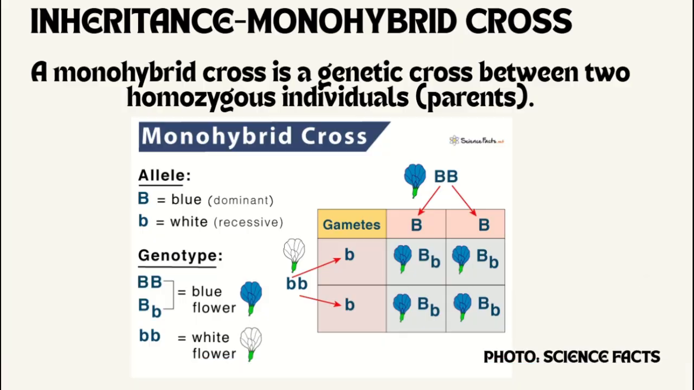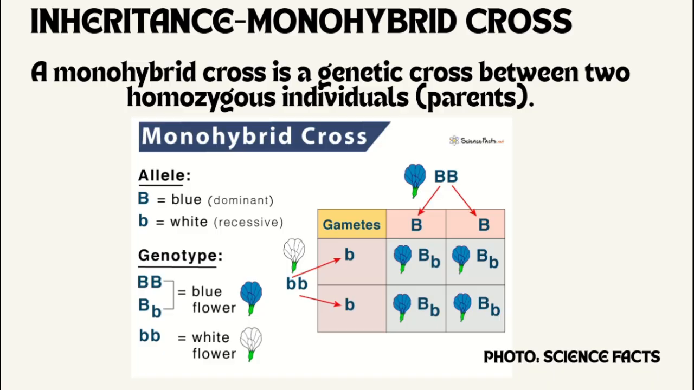Then the last thing we're going to mention is different inheritance, so basically how inheritance works. We said the entire point of all of this is to find out how genes are passed on. So we're going to talk about the monohybrid cross first, and then we'll talk about dihybrid afterwards.